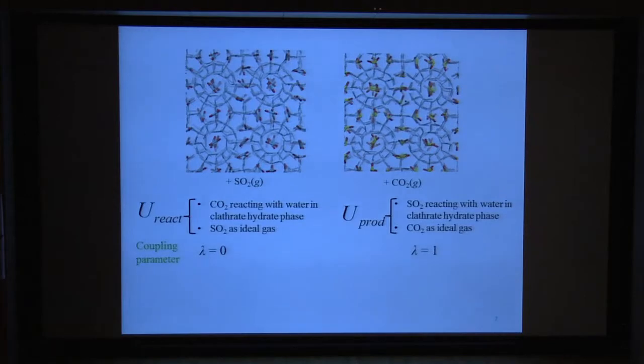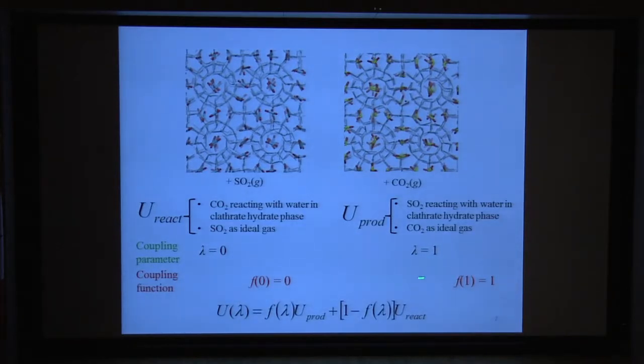So what we do in the thermodynamic integration method is we introduce a coupling parameter which takes the system from the reactants to the products in a continuous manner. So the coupling parameter, lambda, is defined to be 0 for the reactants and is defined to be 1 for the products. So as we go from 0 to 1, the system goes from the reactants to the products. Now we define a coupling function, and we'll see how this comes into play, in such a way that this coupling function is equal to 0 for the reactants and is equal to 1 for the products.